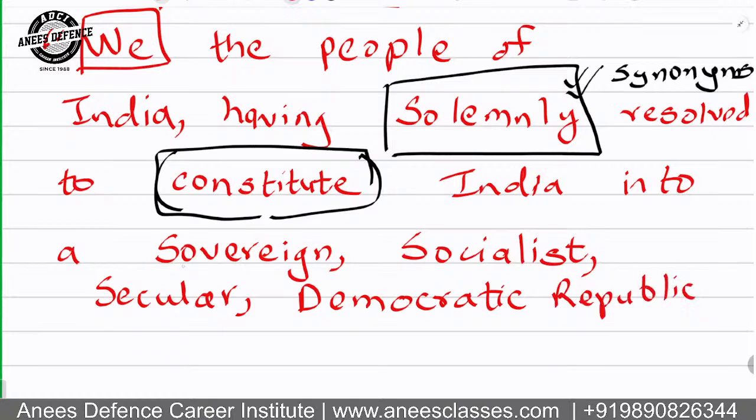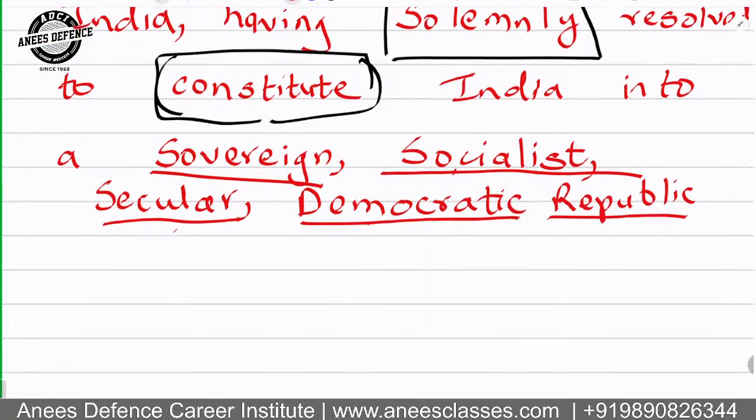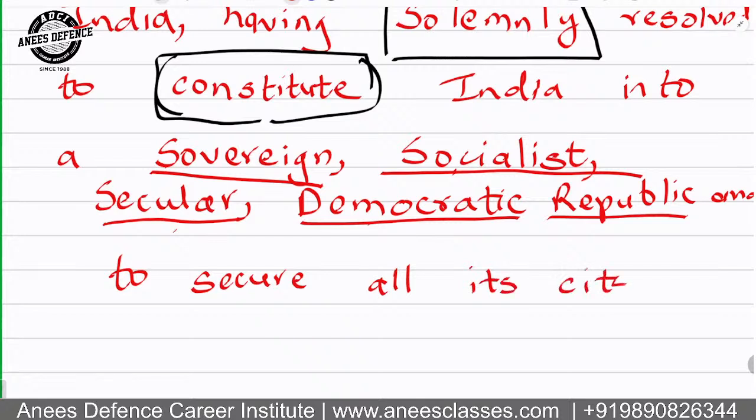Now, this arrangement of words is very important. Sovereign, socialist, secular, democratic, and republic. I will explain it in a few minutes or in tomorrow's lecture. To secure and to secure all its citizens, all its citizens.